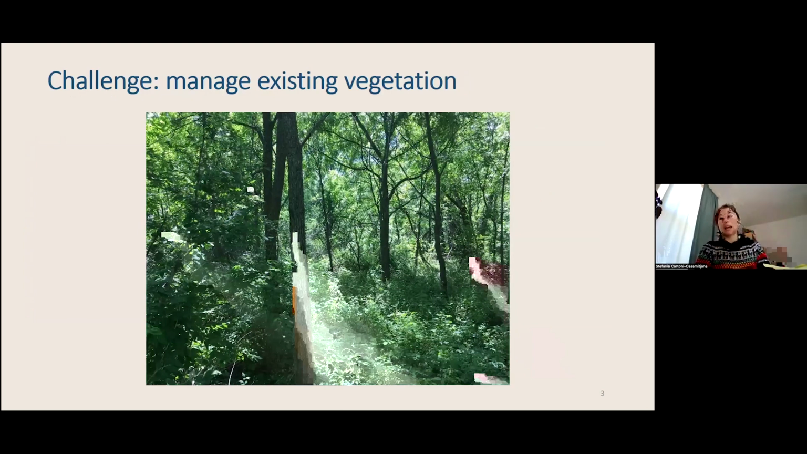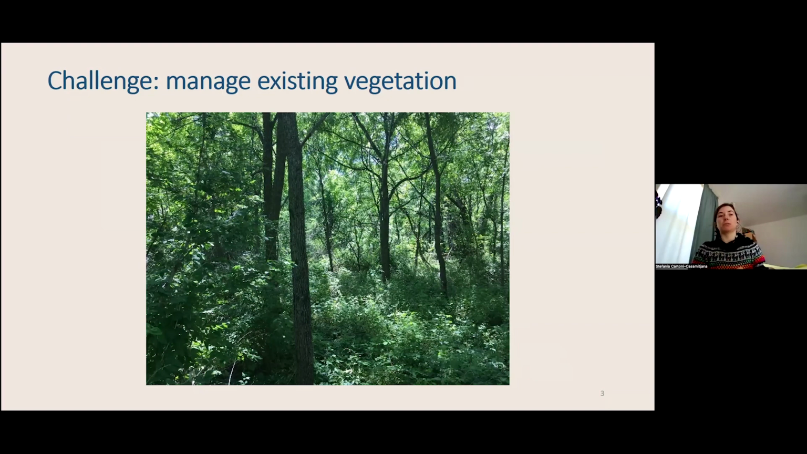So the main challenge for silvopasture establishment in this way, by subtraction, is to manage the existing vegetation. This picture shows our research plots when we started, and it was mostly a wall of shrubs, and you couldn't really get in, and there was no way that animals would want to eat anything that was in there, at least cattle. The main shrubs were buckthorn, honeysuckle, some multiflora rose, and other invasives.